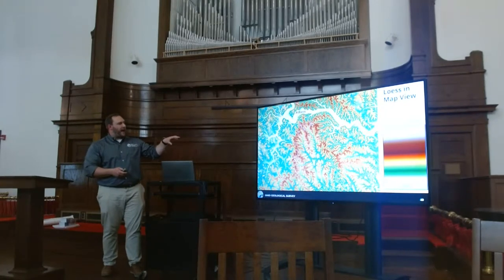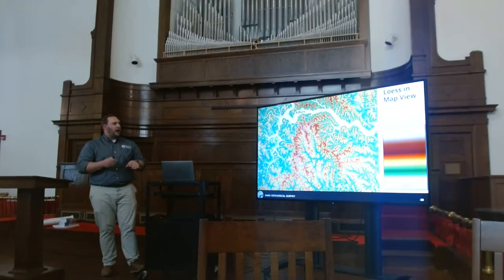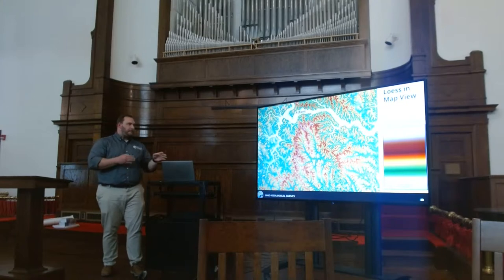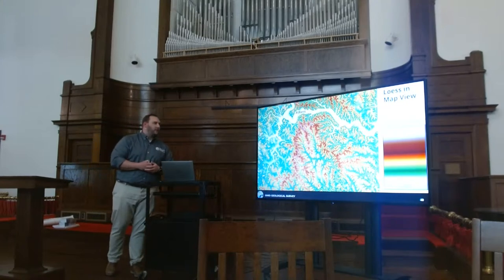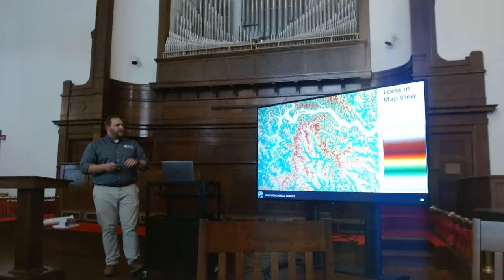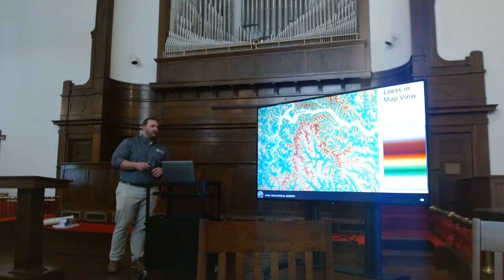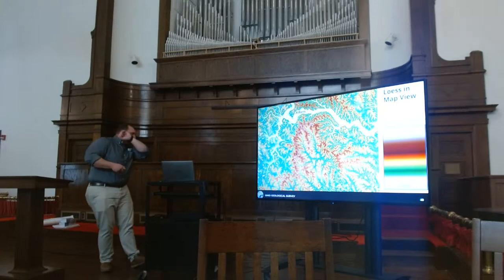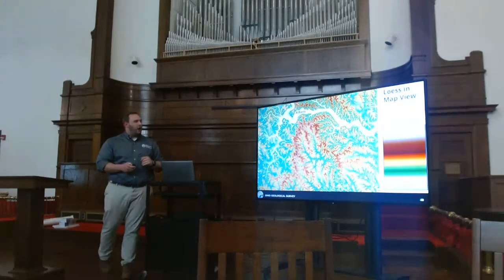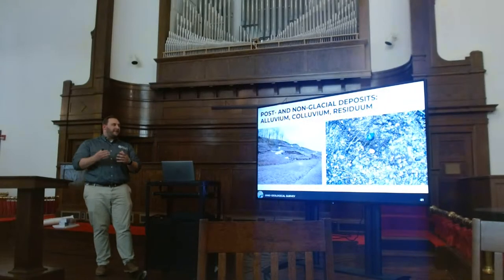In some areas, they map loess in the floodplains. That's just a quirk of some of the soil mapping. But essentially, most of the true loess that we see that's glacially derived is actually coming from that Hocking River outwash.